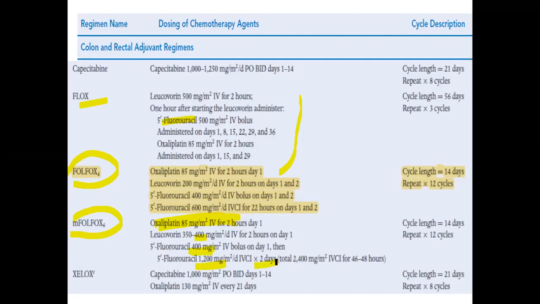One thing to note: the difference between FOLFOX4 and FOLFOX6, in terms of outcome, they are the same. The only difference is the dosing of leucovorin and 5-FU. Otherwise, there is no difference in terms of outcome. Then there is also another regimen, XELOX, capecitabine plus oxaliplatin, that can also be considered, but those two are the most common in our setting.